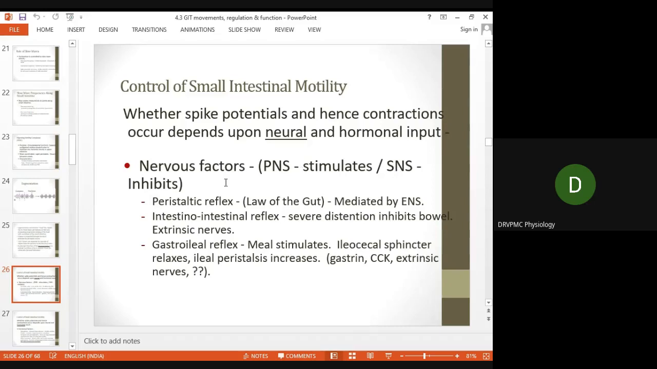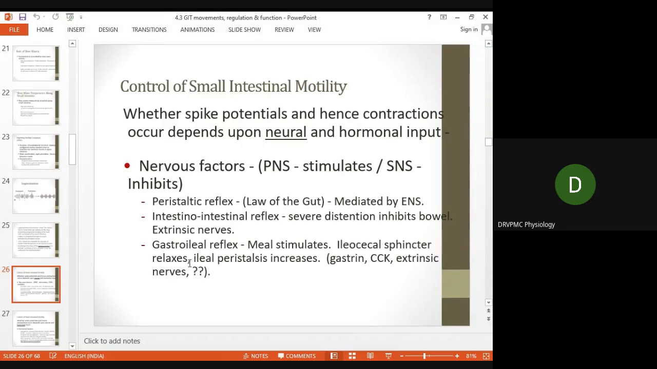Peristaltic reflex. This is also called the law of the gut. In the last class, we discussed the law of the gut. Peristaltic reflex is mediated by the enteric nervous system. Intestinal reflex: if there is severe distension, it will inhibit the bowel. This is due to the extrinsic nerve. And gastroileal reflex: when a meal is there, it will stimulate the gastroileal reflex.